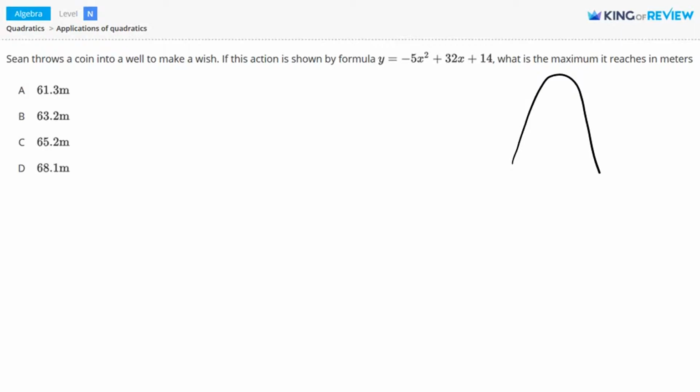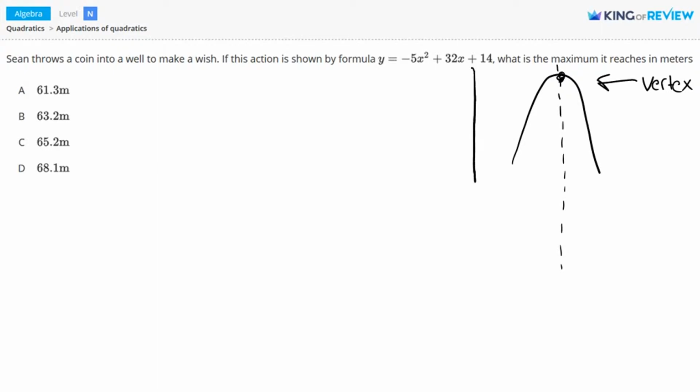This is a parabola. Parabolas have an axis of symmetry. The axis of symmetry is the vertical line passing through the turning point of the graph. A parabola also has a vertex, which is this point here. You can see that the axis of symmetry passes through the vertex.